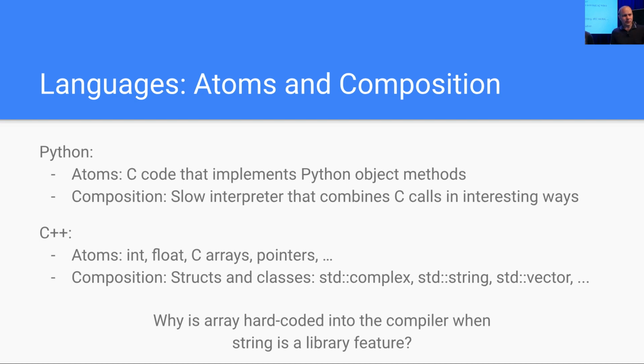C++ is another language. C++ is a little bit different. In C++, the atoms are built-in things like integers and floats and arrays and pointers and things like that. And then a C++ programmer can use structs and classes to build complex numbers or strings or its variable size array thing out of in the library. It can do this because C++ is a fast language. It's also not a super well considered language, but it's weird to me in C++ that array is hard coded into the compiler, but string is a library feature. And why is that? That doesn't really make sense to me because strings and arrays are so similar.